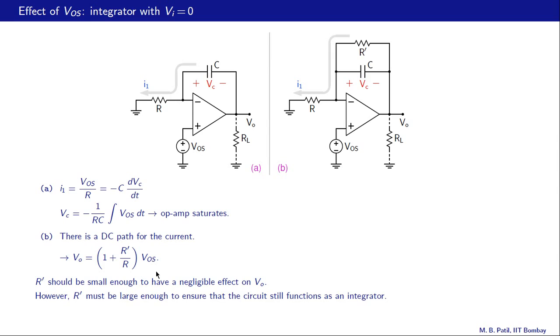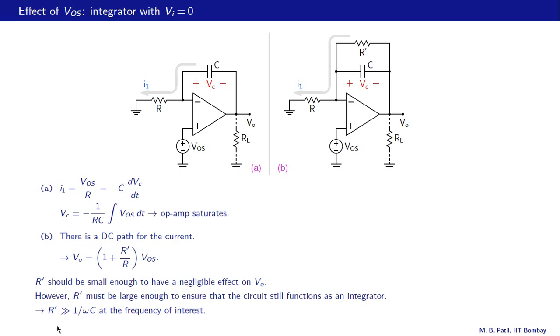Second, R prime must be large enough to ensure that the circuit still functions as an integrator. For example, if we have a square wave applied here instead of grounding it, so the input voltage Vi is actually a square wave, then we would expect a triangular wave at the output. That is the function of the integrator, as we have seen before. And if our R prime is too small, then the functionality of the integrator itself would be disturbed, and we certainly don't want that.